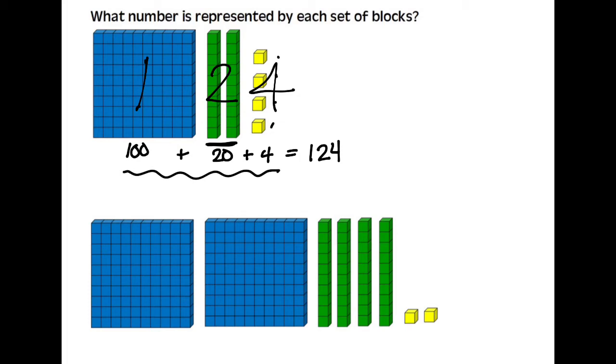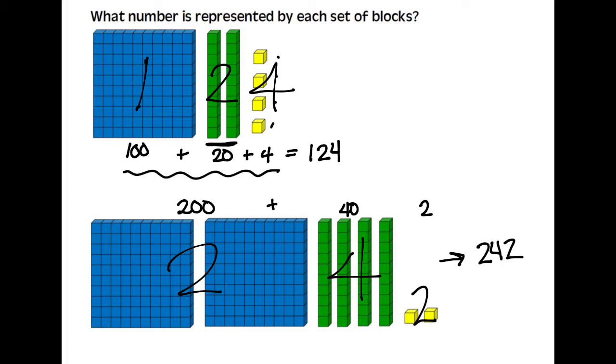This is called expanded form. Okay, so now the bottom one. How many hundreds do we have? 2. How many tens? 4. And how many ones? 2. So this number is 242. A different way of looking at it, we have 2 hundreds, 40, and 2. This is expanded form. So you add all of those up, and you get 242.